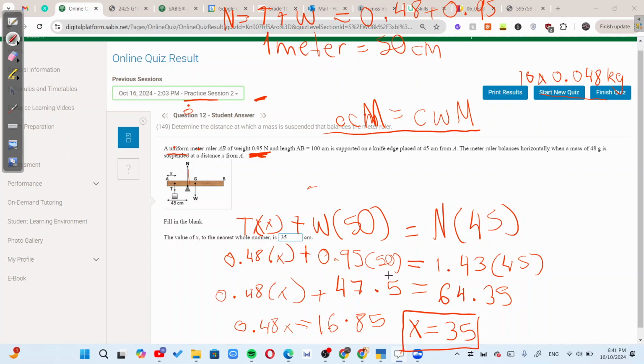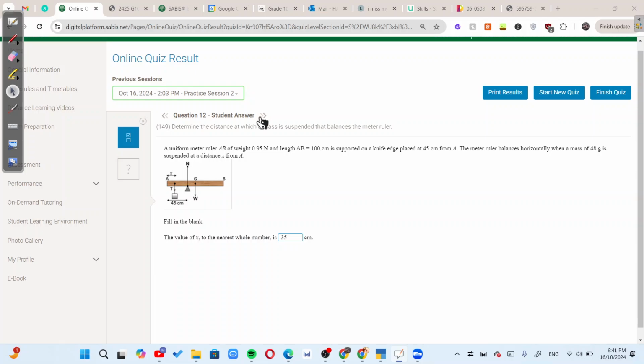0.95 times the distance 50 gives you the sum of T and W, because this is the normal. Normal always resists these two, so it's the sum of these two. It's going to cancel them out, so it has to be equal to the sum of these two. So you get 0.48x plus 47.5 equals 64.35. You move this to the side and solve 0.48x equals 16.85, all in your calculator. x equals 35. So this is how you solve this question. It's really easy when you actually focus on the given.